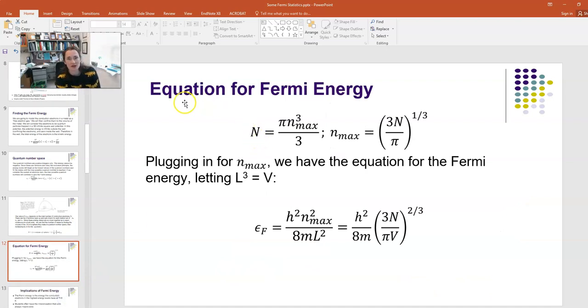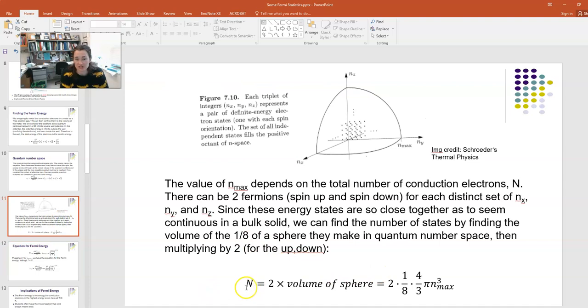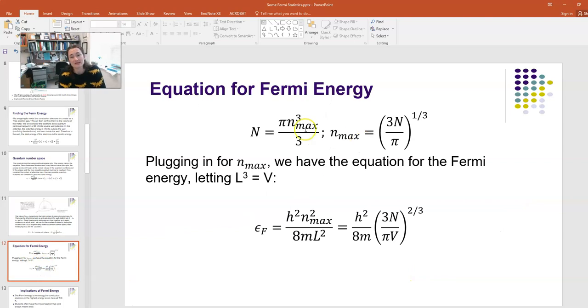Okay, so how am I going to get a Fermi energy out of this? Right, all right, here we go. The number of conduction electrons, if I simplify this previous expression here, I have big N is 2 times 1/8 times 4/3 times pi n max cubed. Right, we get some cancellation there. So the 8 cancels out with the 2 and the 4 on top, and I end up with big N is equal to pi n max cubed over 3.